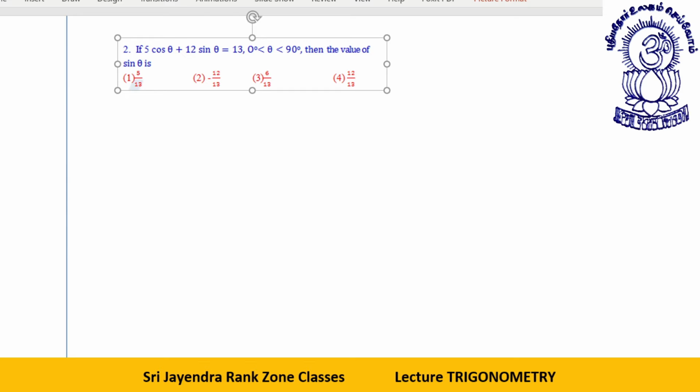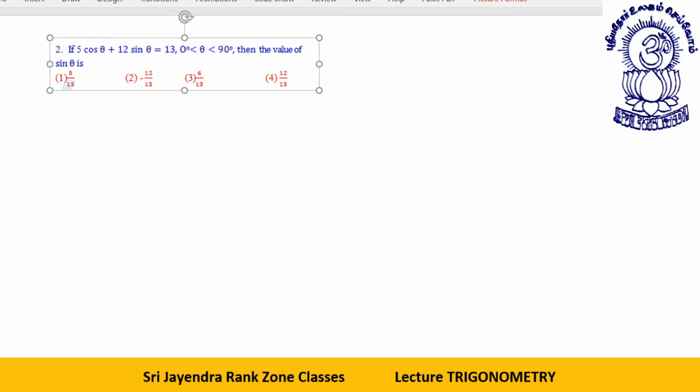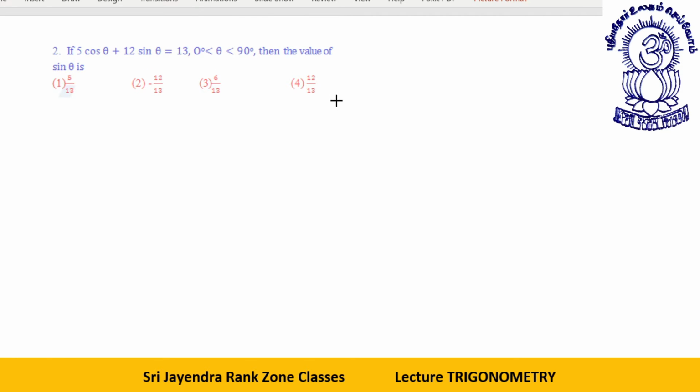we are given 5 cos theta plus 12 sin theta is equal to 13. Then you have to find the value of sin theta. How will I find sin theta? Look, there is a very special trick attached to it, dear students. See, first thing, I write 5 by 13, divide both sides by 13.